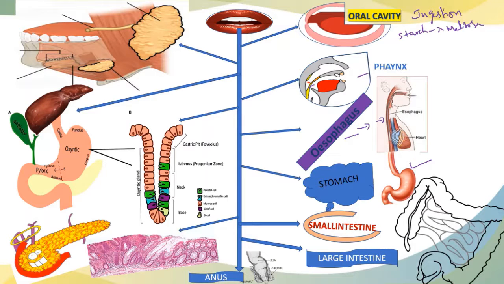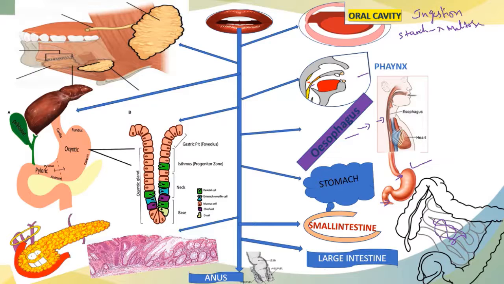The next part is the small intestine, which is present here. This is the longest and narrow tubular part of the alimentary canal. It is again divisible into three parts. The proximal part is called the duodenum. This is the duodenum. The middle part is the jejunum, and the distal end part is the ileum.